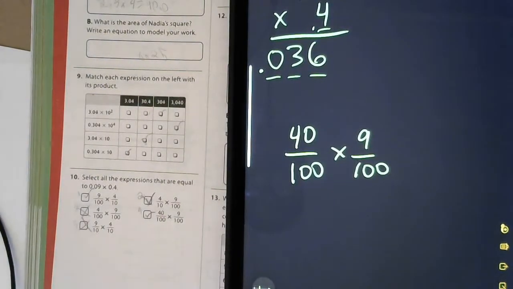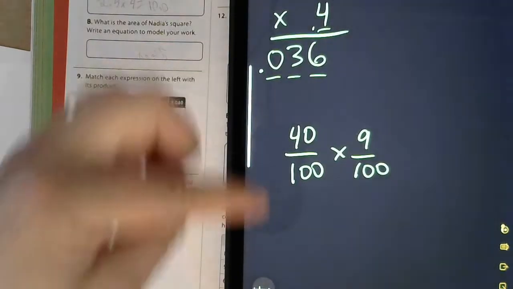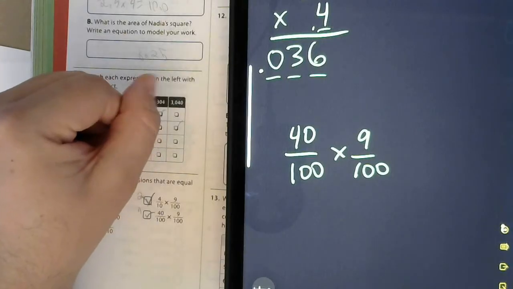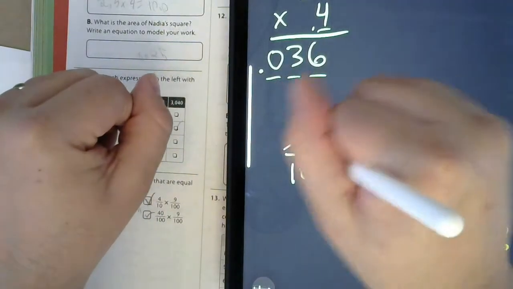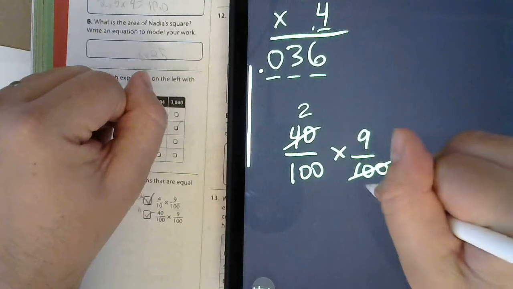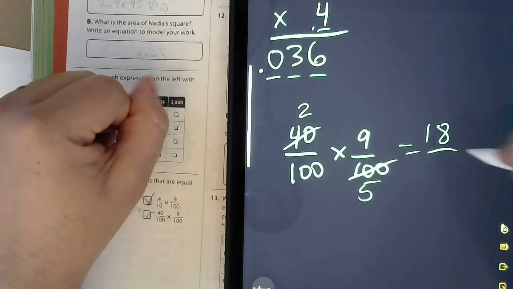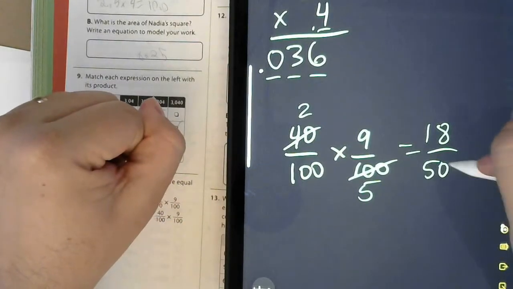Again, cross simplification is always a good idea. In this case, 40 and 100 both have common factors. We could say 20, right? 20 goes into 40 2 times. 20 goes into 100 5 times. Now 2 times 9 is 18, and 100 times 5 is 500.